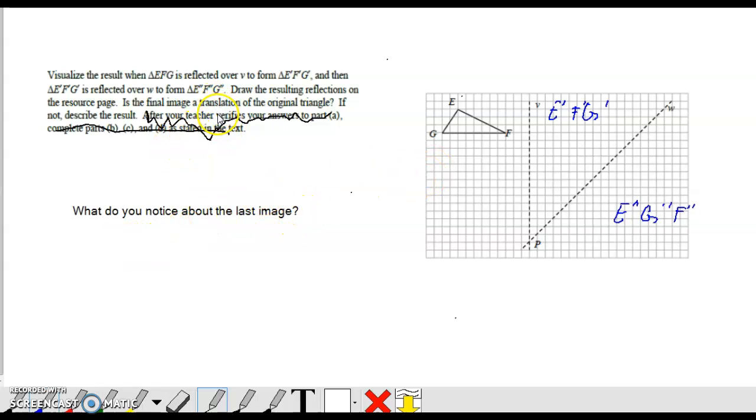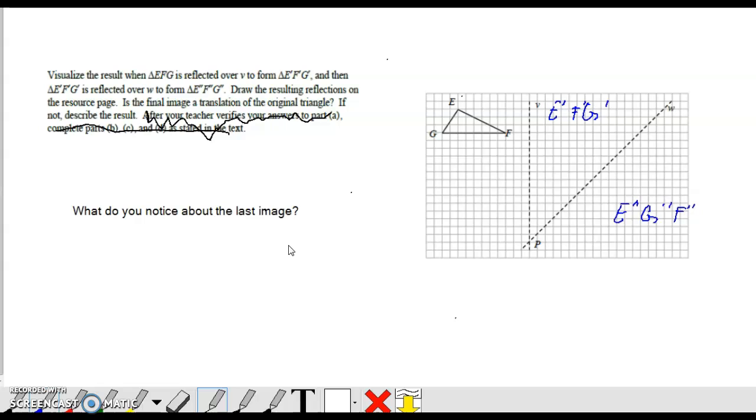So is the final image, do you think it's a translation? Does it look kind of like that reflection, or does it look like something else that we might have seen? So again, pause the video and try to the best of your ability to reflect it over here. I will give you strategies in just a second to reflect over this line, but I want to see if you can do it first. So go ahead, pause the video right now.